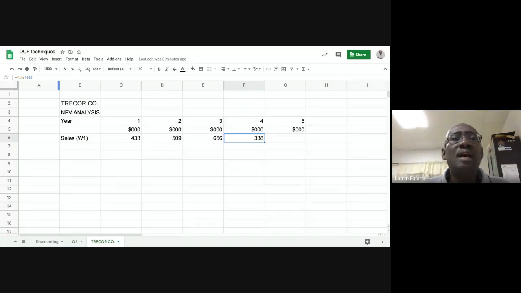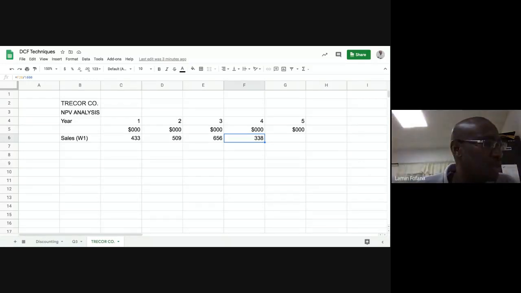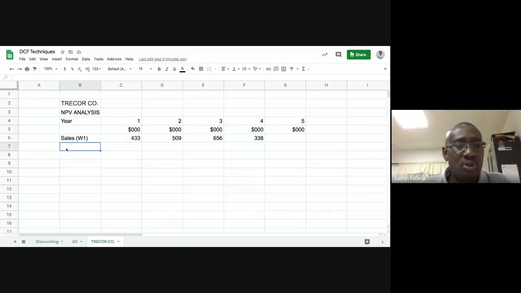So it's going to start now. Good, excellent. So let's move. Okay, so the sales is fine. So let's move to the variable cost. The variable cost.